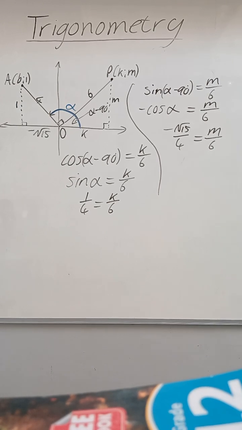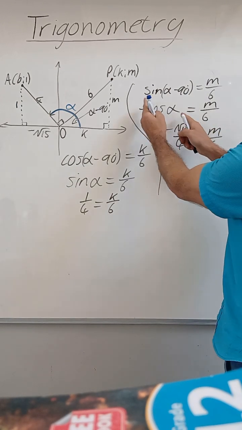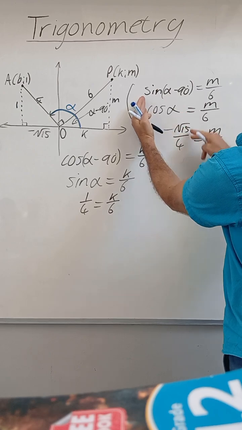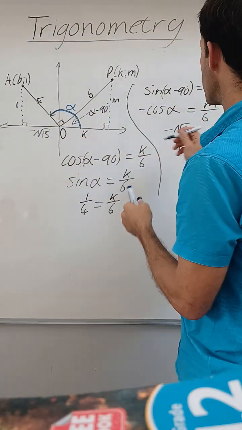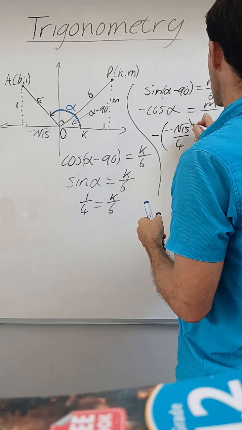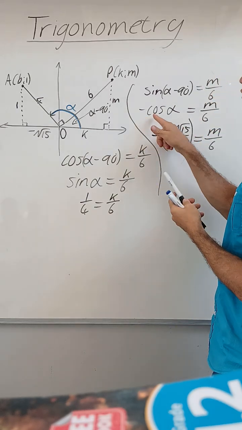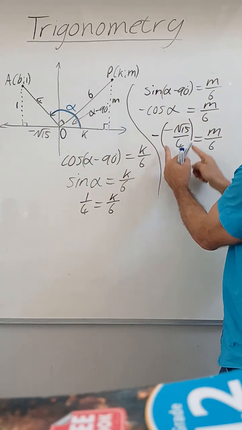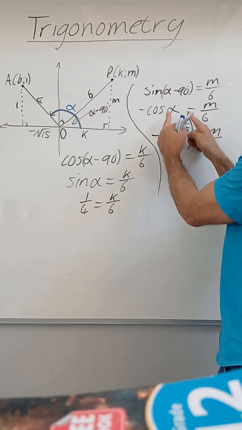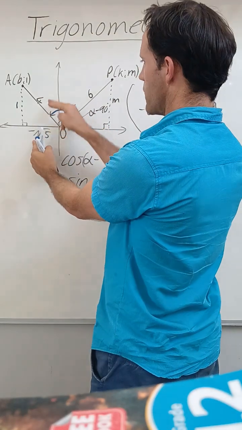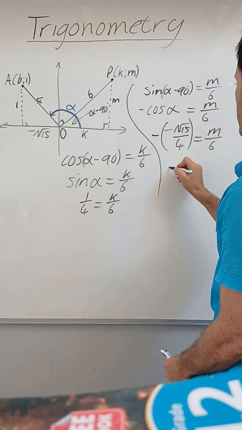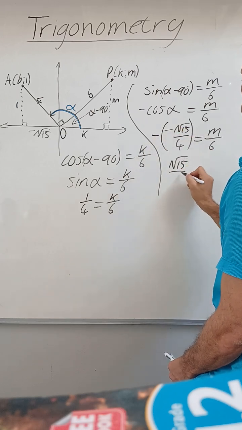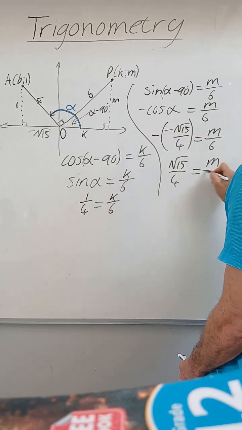But remember, it was actually negative cos alpha. Cos alpha is negative square root of 15 over 4, but there was a negative in the front. So negative cos alpha is going to be a negative and a negative, so it ends up being positive square root of 15 over 4 equal to m over 6.